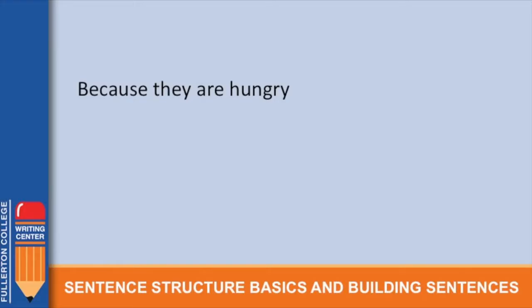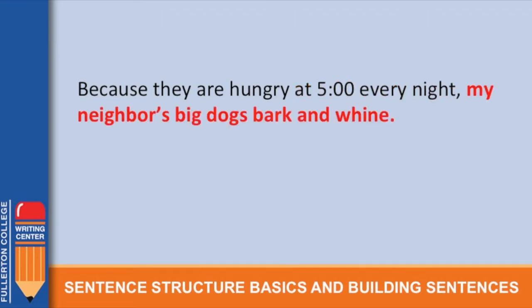To add variety to your writing, it's possible to construct this sentence in a different order. We can begin the sentence with the subordinating conjunction and clause, because they are hungry, follow it with the prepositional phrase and a comma, at 5 o'clock every night, then add the original complete sentence. Because they are hungry at 5 o'clock every night, my neighbor's big dogs bark and whine.